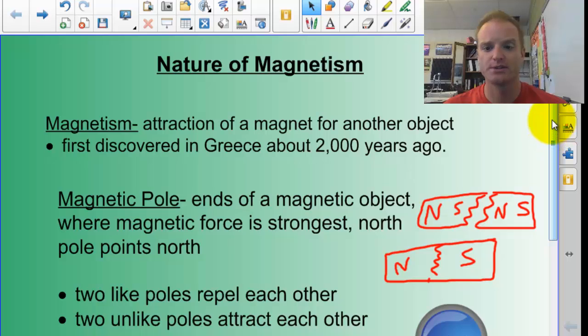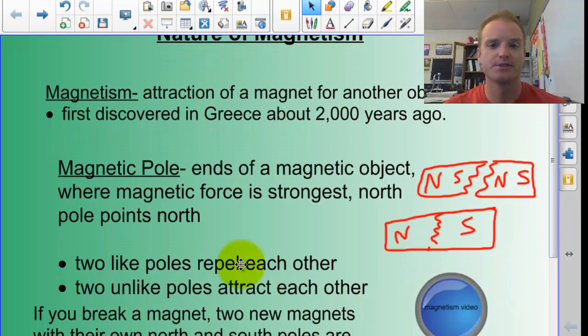What they started to notice, the more and more we get into magnets, is there are two ends of a magnet. We have these magnetic poles, or ends of a magnetic object, where magnetic force is the strongest. The north pole points toward the north, the south pole points to the south end.